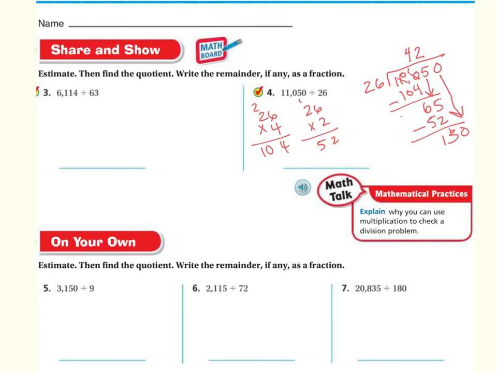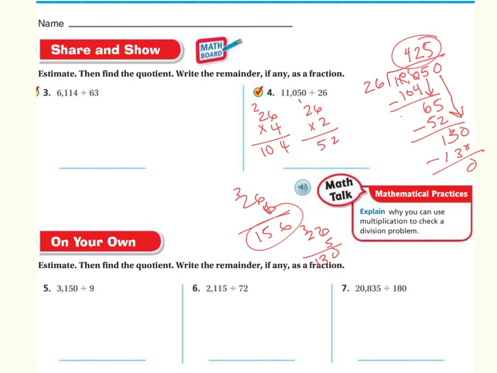Now I have 26 going into 130. So 26, let's just say it's 4. Or actually, let's just say it's 6. So 6 times 6 is 36. 6 times 2 is 12. Plus the 3 is 15. So that's too much. So let's try 5. 26 times 5. 6 times 5 is 30. 5 times 2 is 10. Plus the 3 is 13. So it's 425 with no remainder.